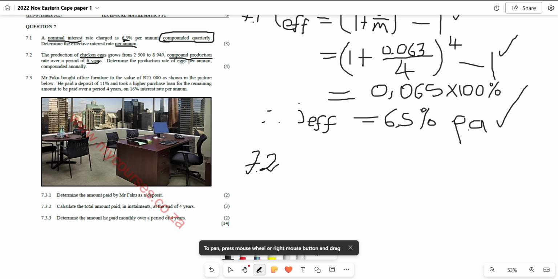6 years. Then it says determine the production rate. It means in this case we are looking for I. Determine the production rate of eggs per annum, compounded per year, because it says compounded annually. It means per year. And in a year, we have only one there. Then we need to understand what is happening here.